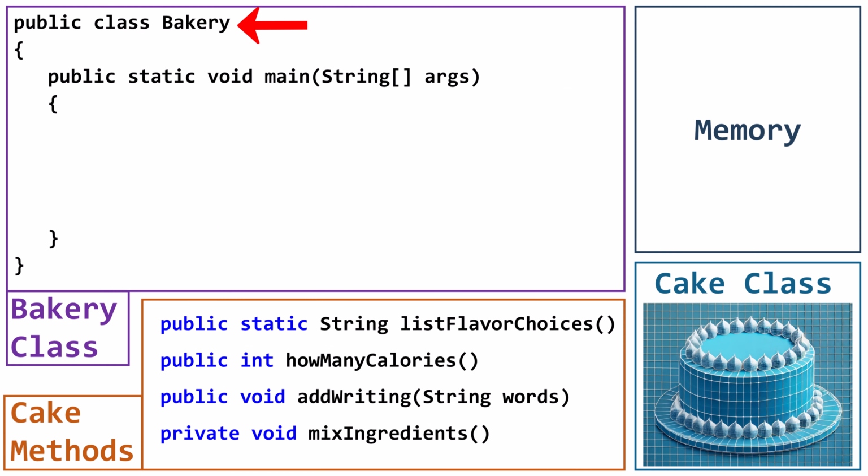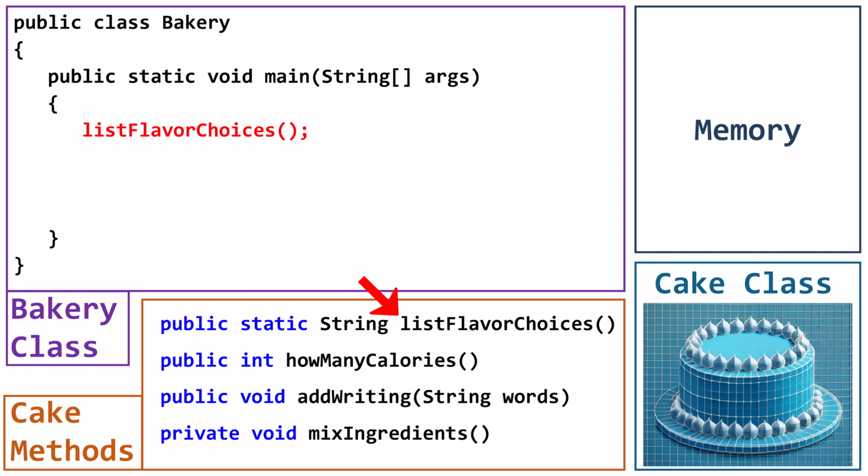Now let's look at the bakery class. We'll write some code in the main method of the bakery class. The main method is automatically called when we run a class. For reference, I've included the method headers from the cake class. Suppose we attempted to call listFlavorChoices. While this is a valid method name in the cake class, there is no method by this name in the bakery class, so Java can't find it. Let's look at the cake methods and learn how to call them from the bakery class.